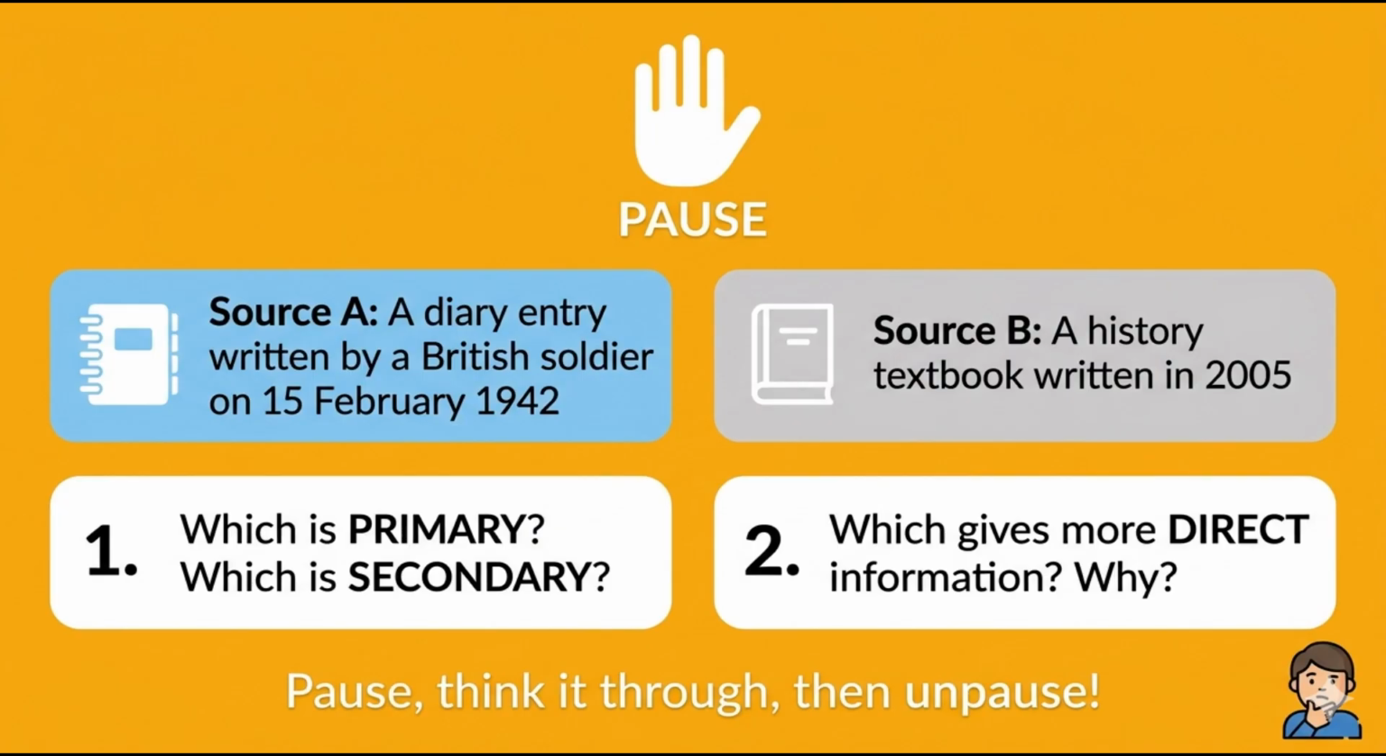Time to pause and think. I want you to look at two sources about the fall of Singapore in 1942. Source A is a diary entry written by a British soldier on the 15th of February 1942, the actual day of the surrender. Source B is a history textbook written in 2005.